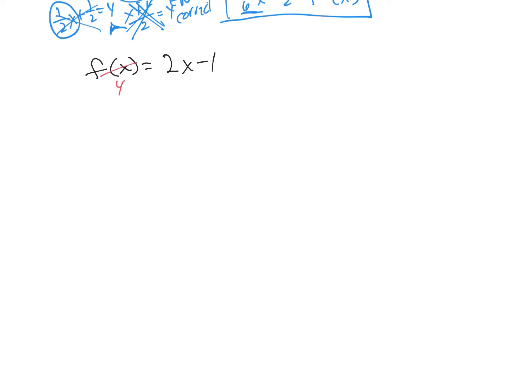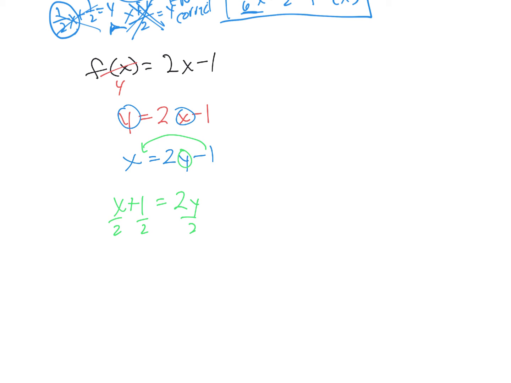Okay, so step 1, I'm going to replace f of x with y. So y equals 2x minus 1. I'm going to flip my x and my y, so x equals 2y minus 1. I'm going to solve for y, so I'm going to move the 1 over, so I have x plus 1 equals 2y. I'm going to divide by 2 because there's an addition or subtraction sign there, so I'm separating it. So it's 1/2 x plus 1/2 equals y.